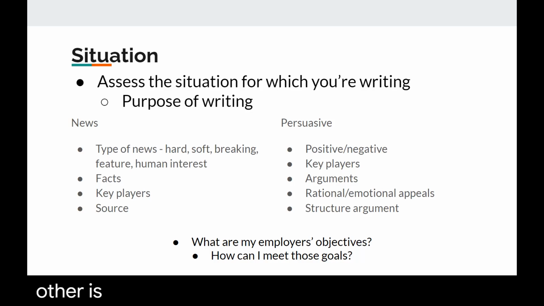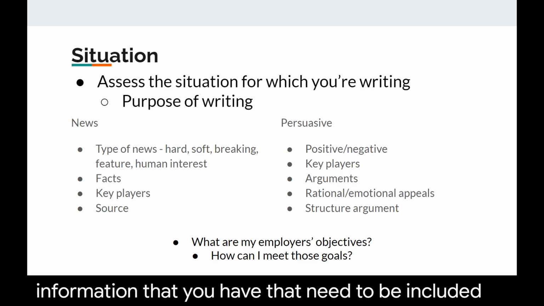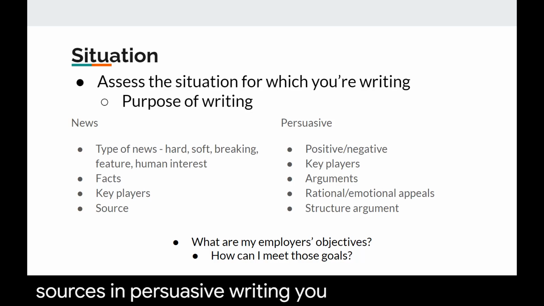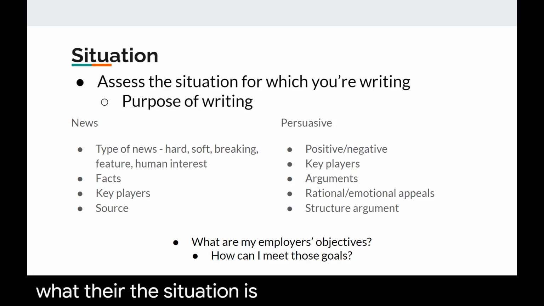The other is facts. What are the key pieces of information that you have that need to be included? Who are the key players, and where are you going to get the information from? Who are your sources?